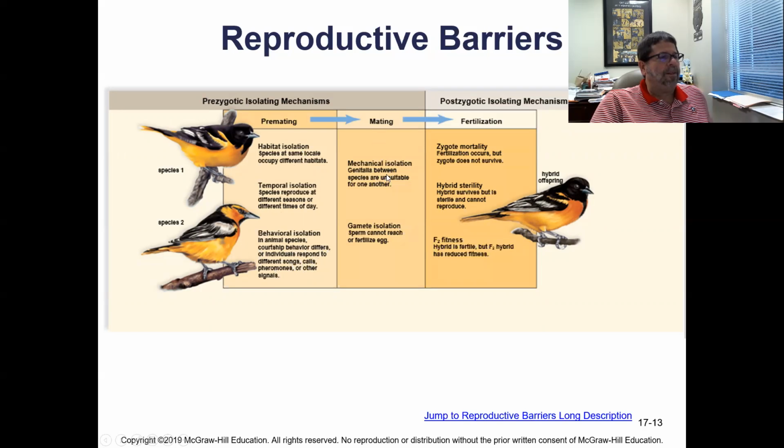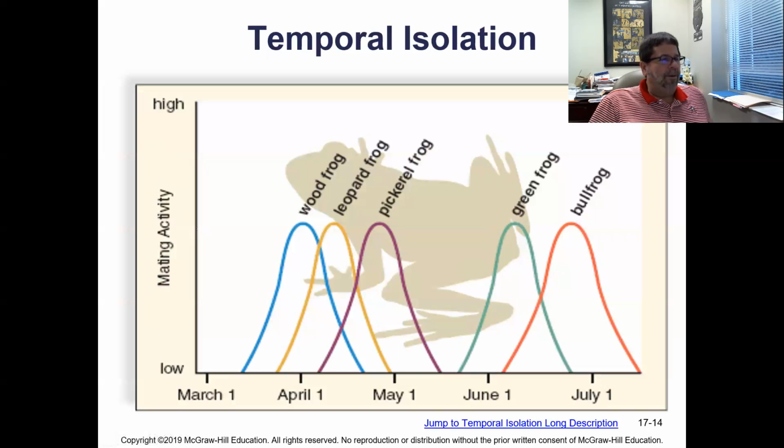Mechanical isolation: gametes between species are unsuitable. The sperm can't fertilize the egg, or the sperm cannot reach the egg because it physically can't work. If they can fertilize, you can have zygote mortality, where the zygote dies and does not survive, or where the hybrid is sterile. And then we have different F2 fitnesses, where the individual is very weak and can't survive. Pretty wild. Here it's showing 5 different species of frogs, because they all like to go into heat at different times of the year, or reproduce at different times of the year.